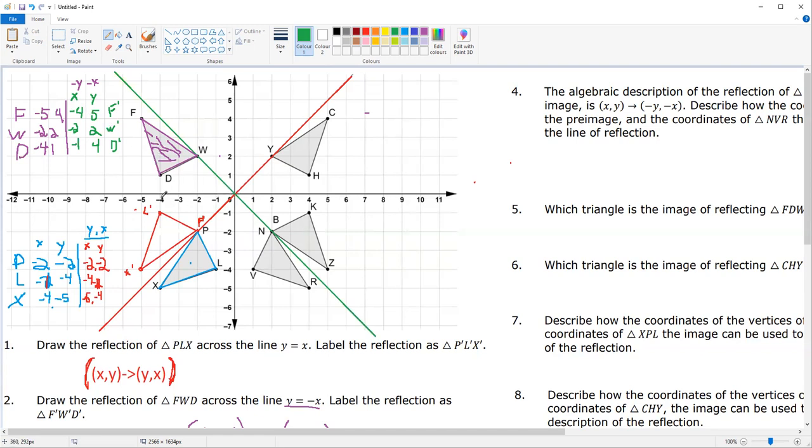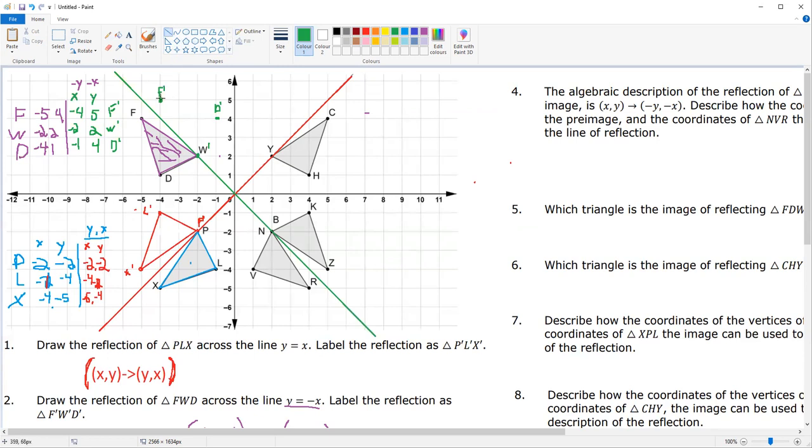My x is -4, and my x value is 5. So let's put it right here. This is F prime. My w value is 2, -2. It's the same thing. This is W and W prime. Same value. And -1, -1, and 4. That's my D prime.